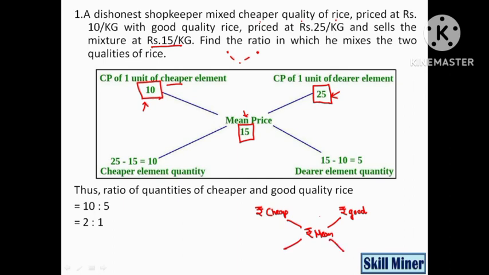So the difference of 25 minus 15 will give you 10. This is the cheap element quantity. Okay, the difference of 15 and 10, that is 15 minus 10, will give you 5. This is the dearer, that is the good element quantity. This is the allegation rule. Okay, you need to follow this allegation rule.